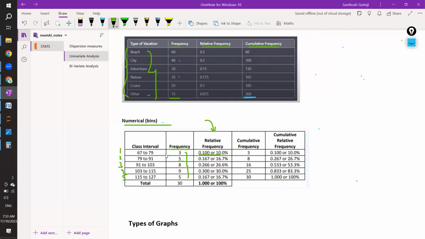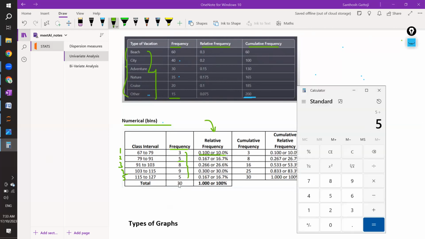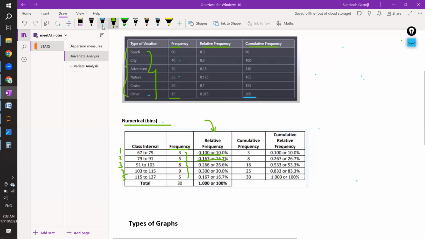What is 5? Yes, sir. For 5, simply 5 by the overall value 30: 0.167 or 16.7%. Clear? Similarly, you can calculate for all other values. So these are the relative frequencies of each value. For 67 to 79, the relative frequency is this.